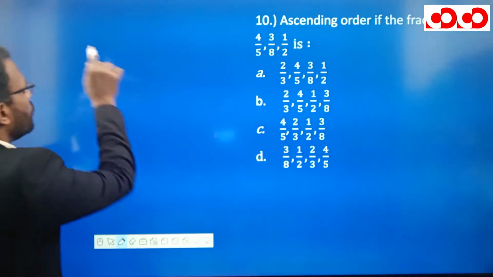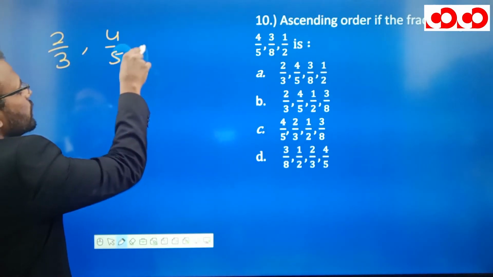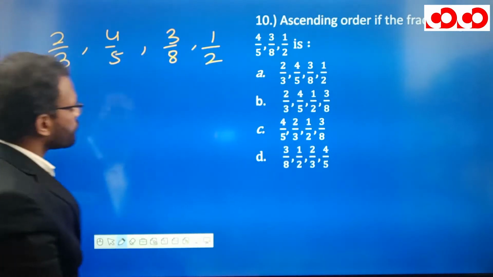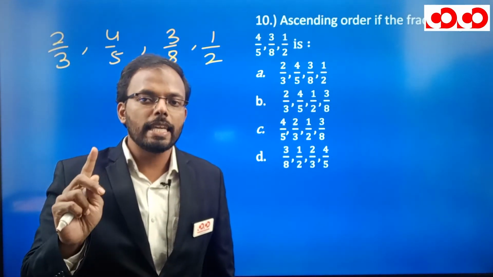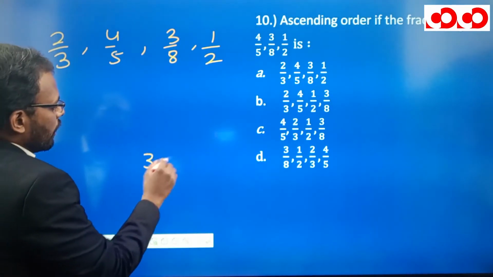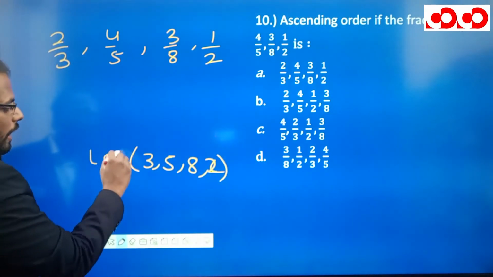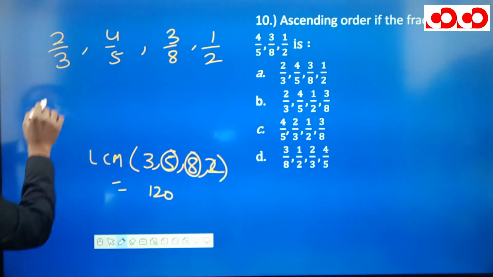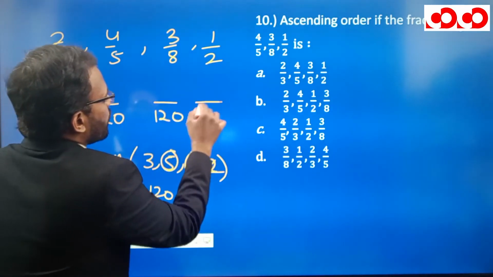So what are the fractions over here? Again 2 by 3. The another fraction is 4 by 5. The next fraction is 3 by 8. And the last fraction is 1 by 2. Right? Now we cannot compare it directly. What we need to do is take the LCM of the denominators. So the LCM of 3, 5, 8 and 2. What is the LCM for these 4 numbers? I can see 8 will come out, 8 5s are 40 and 3s are 120. So what we can write over here is 120, 120, 120 and 120, right?